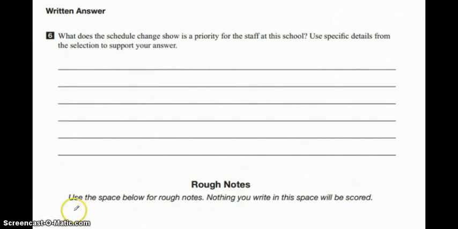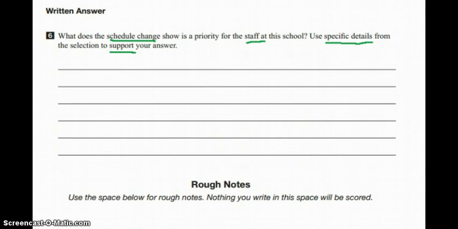So here's a sample question. This is something that you might see. This is actually related to a reading, so it's a 3-mark question. It says, what does the schedule change show is a priority for the staff at the school? So there's an article about changing the schedule for school from 8 a.m. to a 10 a.m. start. So use specific details from the selection to support your answer. All of the short answer questions are worded similar to this.